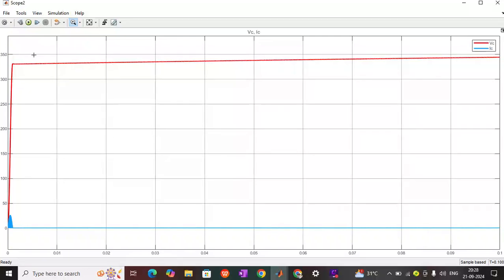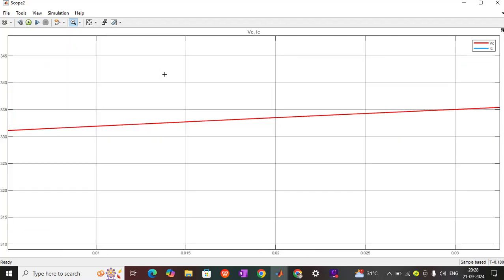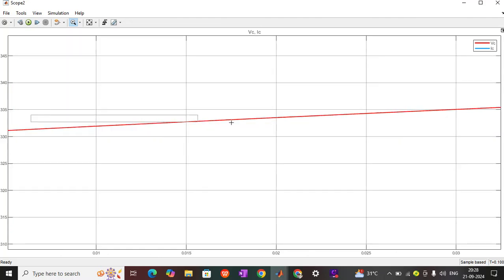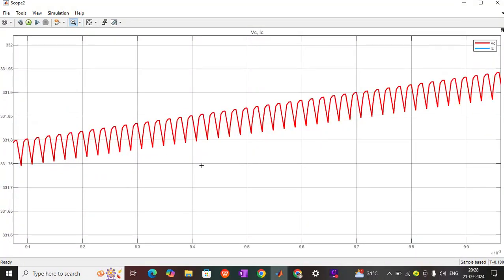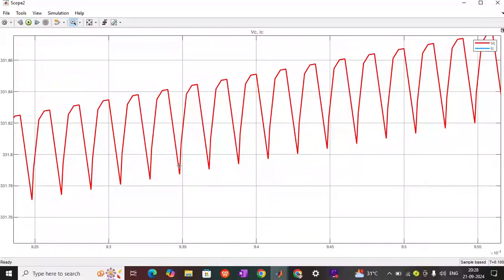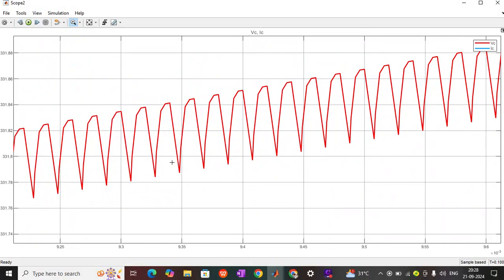But what will the interviewer generally ask? What is the nature of the capacitor voltage waveform? The capacitor voltage waveform will be increasing. You can see it is increasing, and if you zoom it, it will be sinusoidal, it will just keep on increasing. So you should tell this: sir, this is the nature of the waveform, and if you zoom it, it will be sinusoidal in nature.